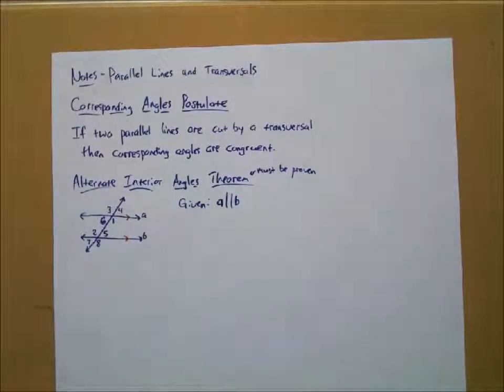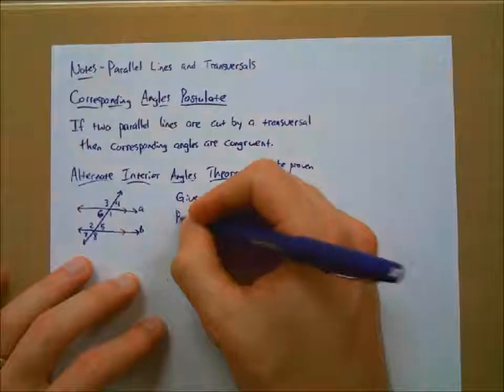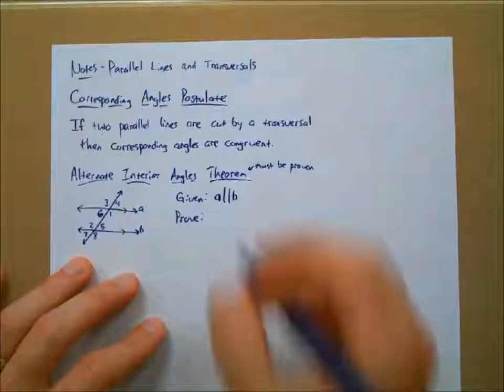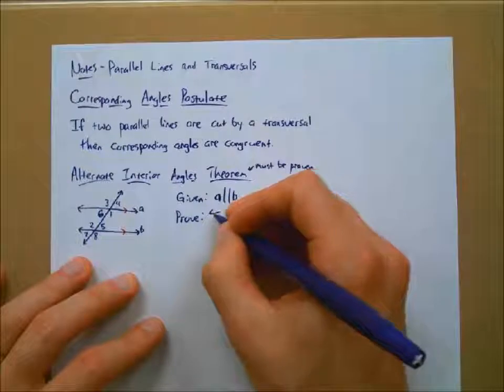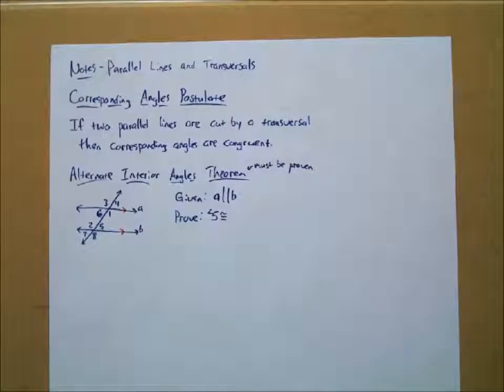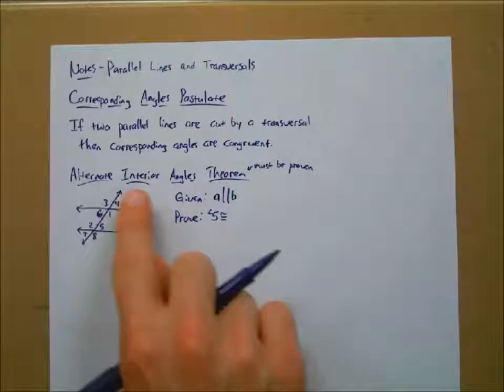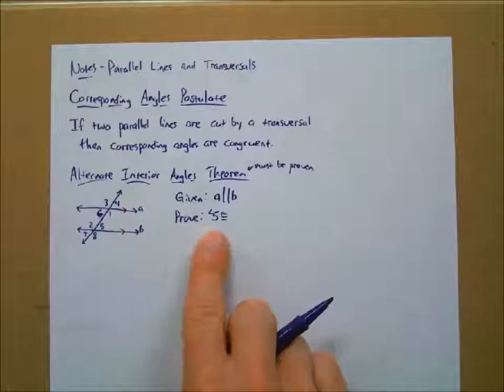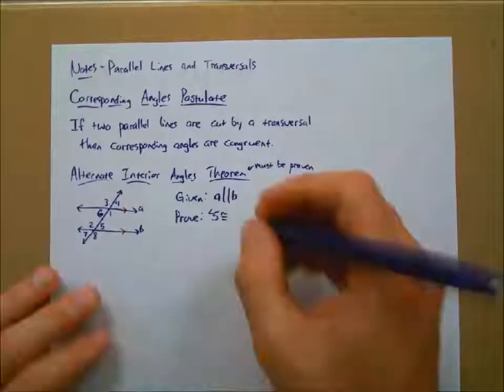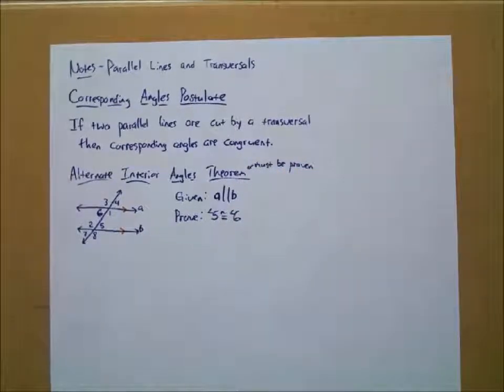Okay, so given that line A is parallel to line B, we're going to prove angle 5 is going to be congruent to, well, if we're trying to prove the alternate interior angles theorem, we want to prove in this case that angle 5 would be congruent to what other angle? It's got to be 6, right? Angle 6 and angle 5 are alternate interior angles. So our goal in this case is to prove that angle 5 is congruent to angle 6. And we won't do the other proof, but by a very similar proof, you can prove that angle 2 is congruent to angle 1, should you want to. Okay?